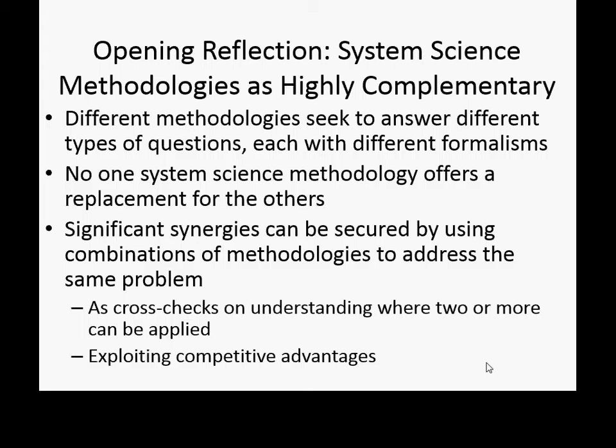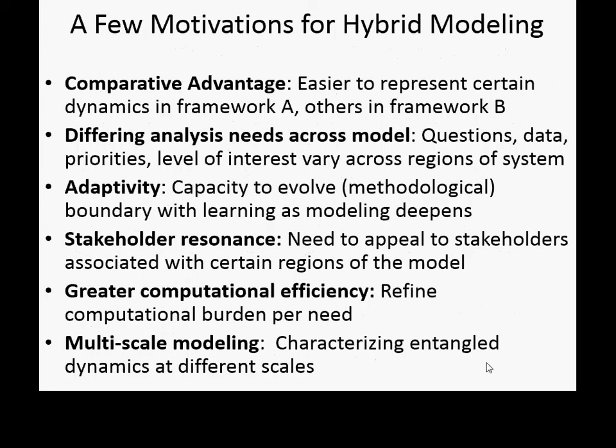System science methods are highly complementary. And I will tell you that different methodologies differ not only in how they represent a system, but most fundamentally in what they're trying to accomplish. The questions that they ask typically differ. And no one system science methodology offers a replacement for any other. Significant synergies can be secured by using combinations of the methodologies to address a problem, either as separate models related to the same underlying space, or as hybrids within modeling.